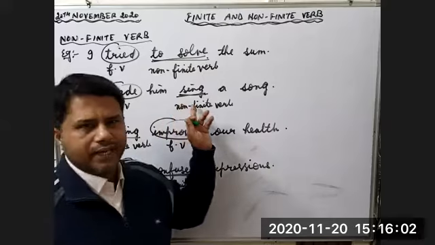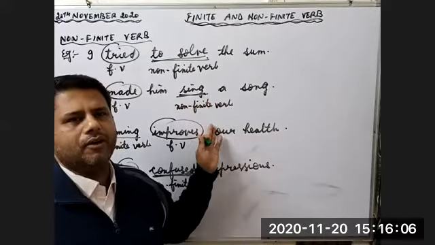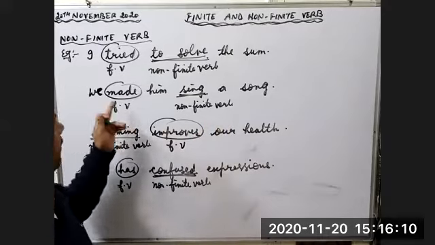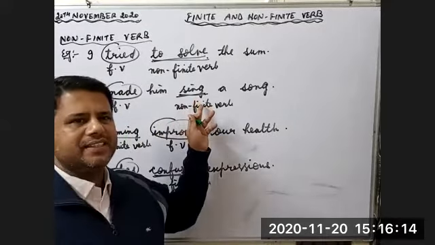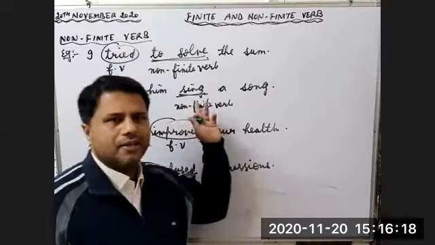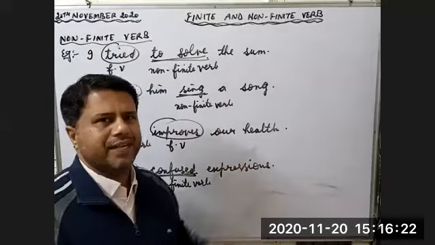Now here, sing. Made him sing a song. From sing, we don't know whether we are talking about present, past, or future. But from made, we come to know we are talking about past tense. You cannot change this form also. It is not used as a verb here, and it will not change. It does not have tense elements.